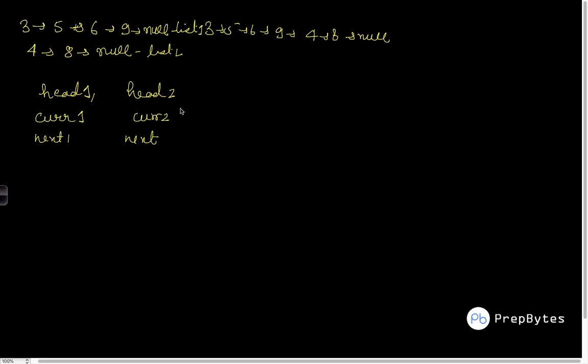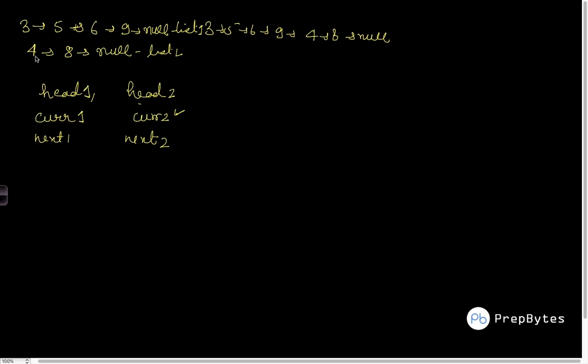Cur 1, cur 2. Basically cur 2 will take care of the node that has to be inserted, and cur 1 we will see what it is doing. Basically it will also be around the current node of list 1. Then next 1 will be the next node of list 1, and next 2 will be the next node of list 2. Okay, so let's just go ahead.